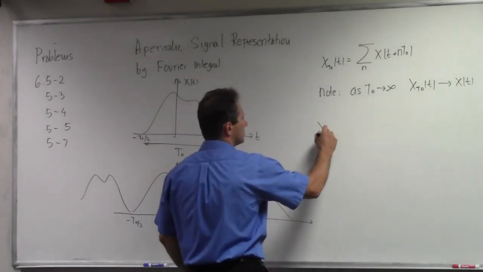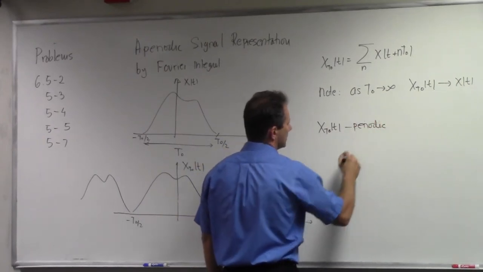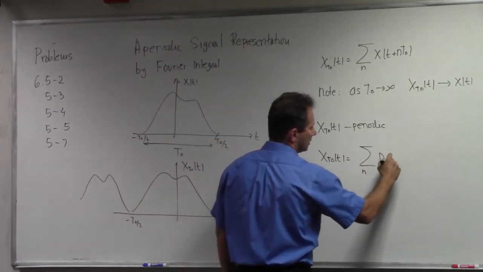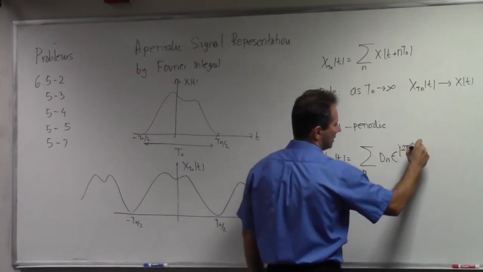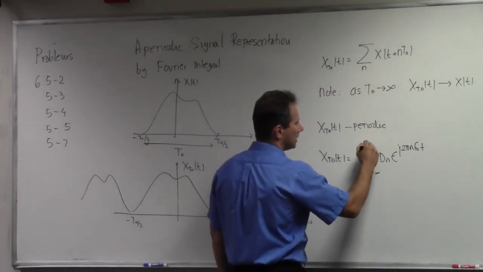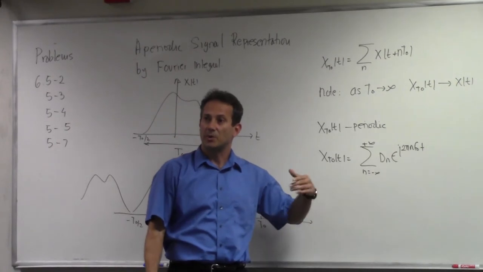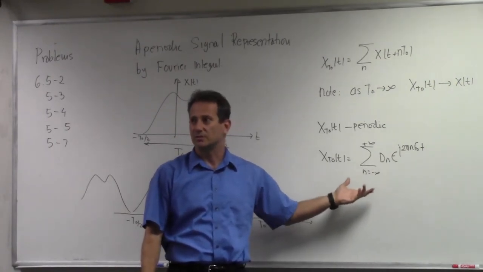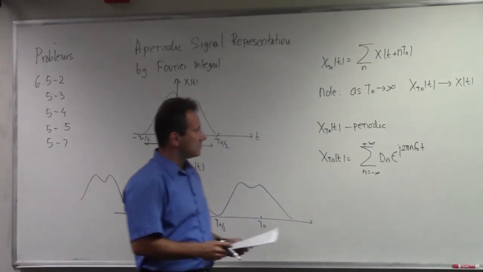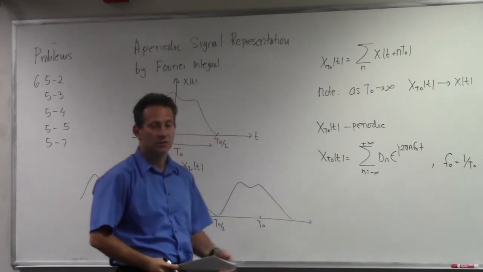So here's the story. Since x_{t0} of t is periodic, it has a Fourier series, and I can write that Fourier series as the sum over n of d_n e to the j 2 pi n f0 t, where n goes from minus infinity to plus infinity. You recognize this is our exponential form of the Fourier series. I promised you that it will have some really cool uses, and this is the first one of them. This f0 is going to be 1 over t0, the fundamental frequency.